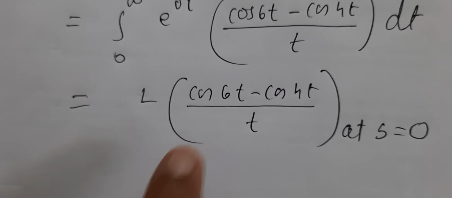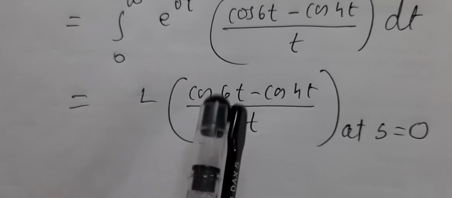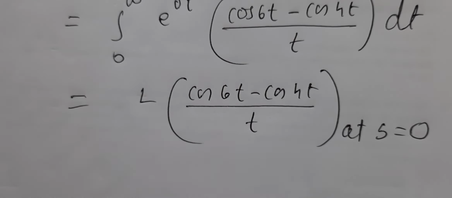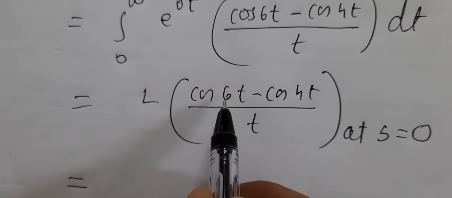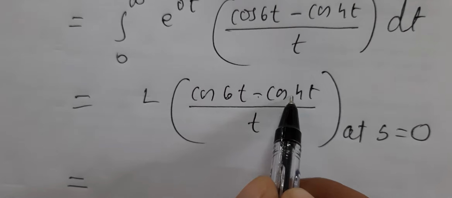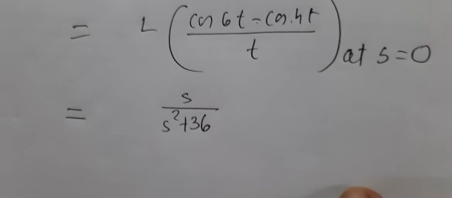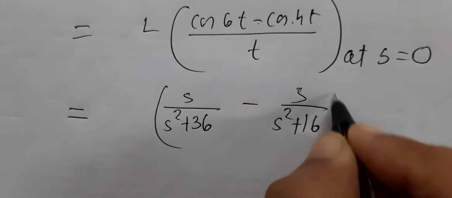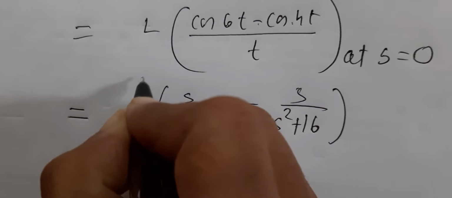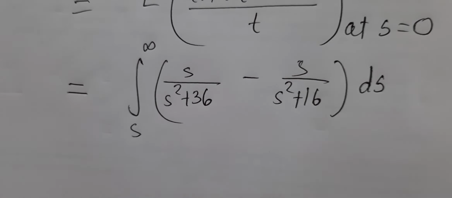And this is a problem we have already solved in our previous video, cos at minus cos bt upon t. Upon t means what we do? You have to integrate Laplace of cos 6t minus cos 4t, which is s upon s square plus 36 minus s upon s square plus 16. We have to integrate this from s to infinity with respect to s, and the same problem we already solved in our previous lecture.